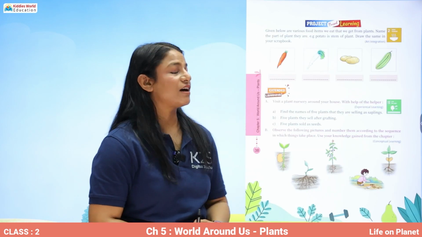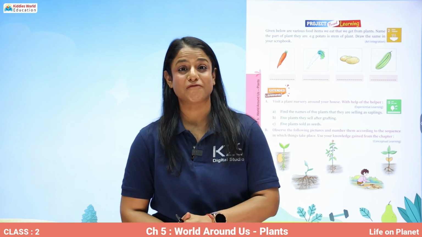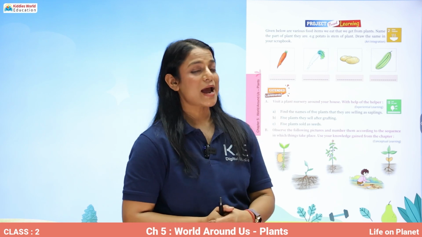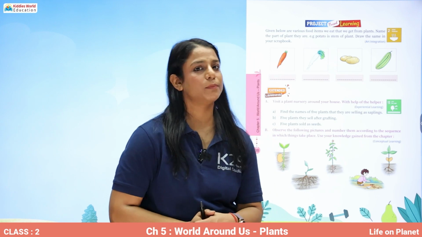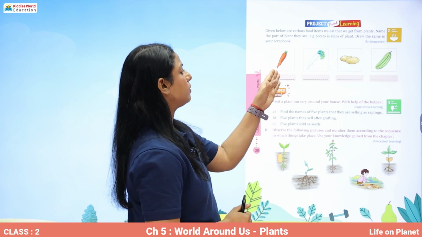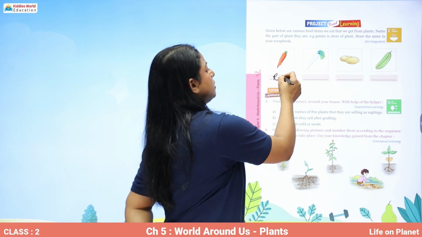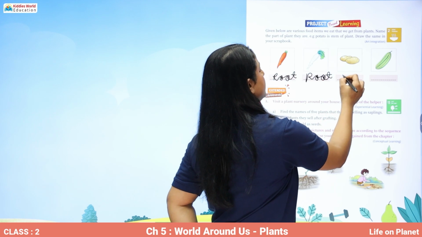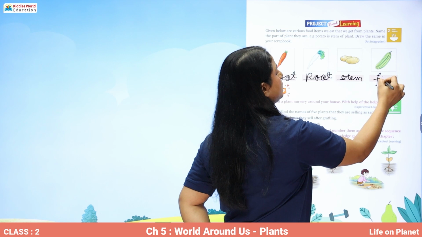Now these are some fun-based questions that you can do yourself with your family and with your friends, and have fun with the chapter. Now there are various food items given and you have to identify which part of the plant it is. So this is a carrot, that's a root. Radish is also a root. Potato is a stem and cucumber is a fruit.